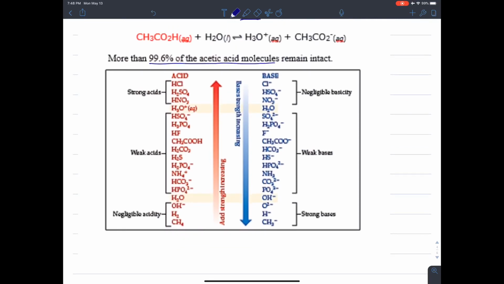So here's a little chart of strong acids and strong bases. Up here we have strong acids, then weak acids, and things that are pretty much neutral. Then we have weak bases and strong bases. So the stronger the base, the more easily it separates the OH from whatever it's attached to, and the stronger the acid, the more readily it separates the H from whatever it's attached to. I think that's all I wanted to say about that.